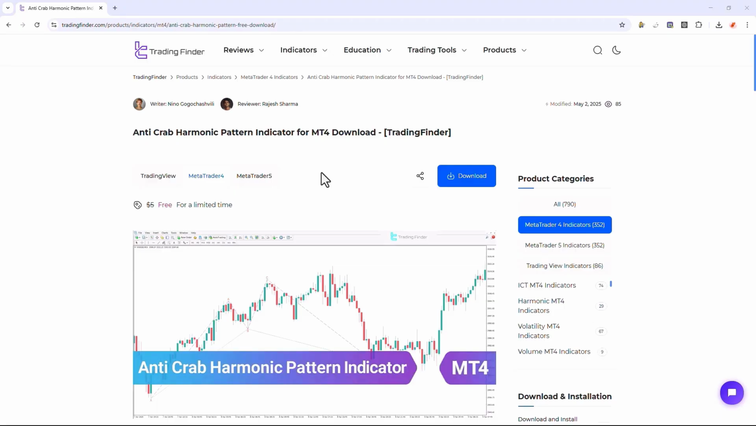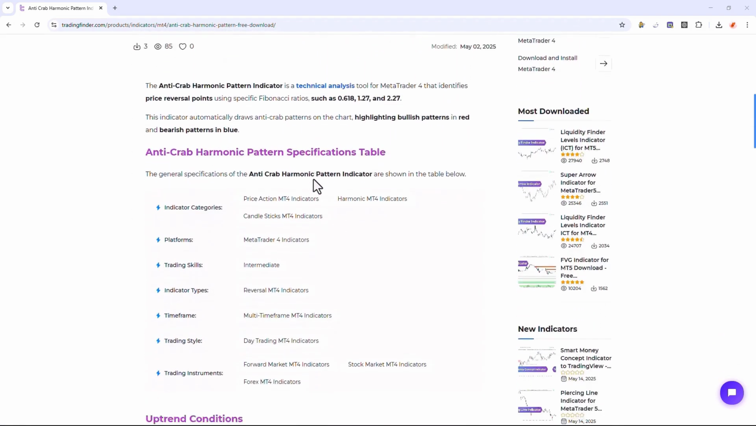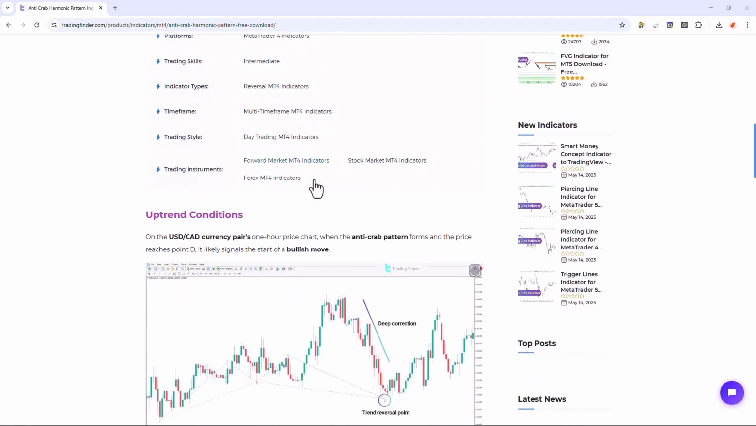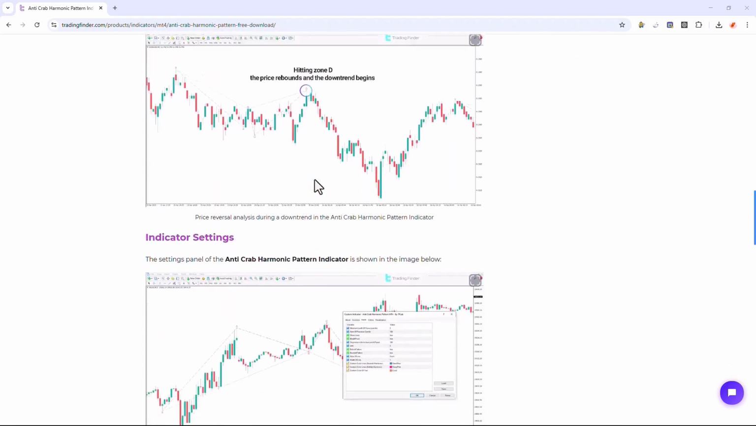the Anti-Crab Harmonic Pattern Indicator, which is offered for various platforms on the TradingFinder website. From this section, you can download the indicator file for MetaTrader 4 and MetaTrader 5 platforms and run it on the chart. Traders can also read this page to learn in detail about how the indicator works and operates.